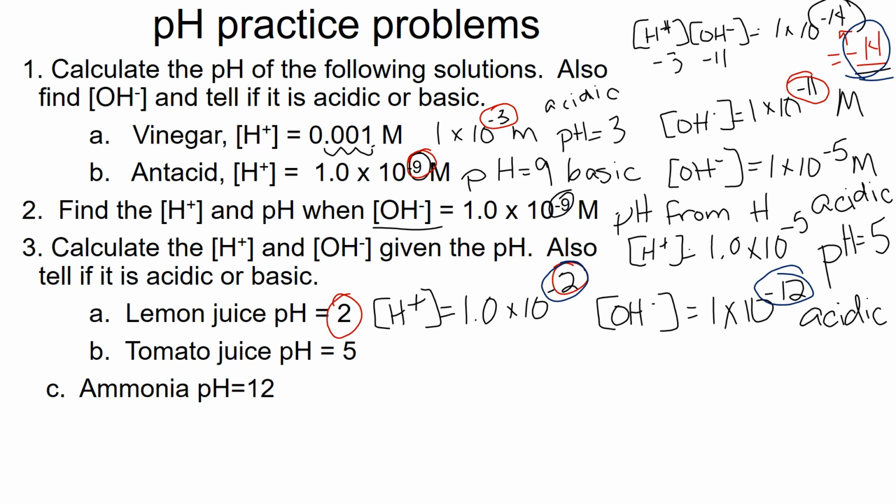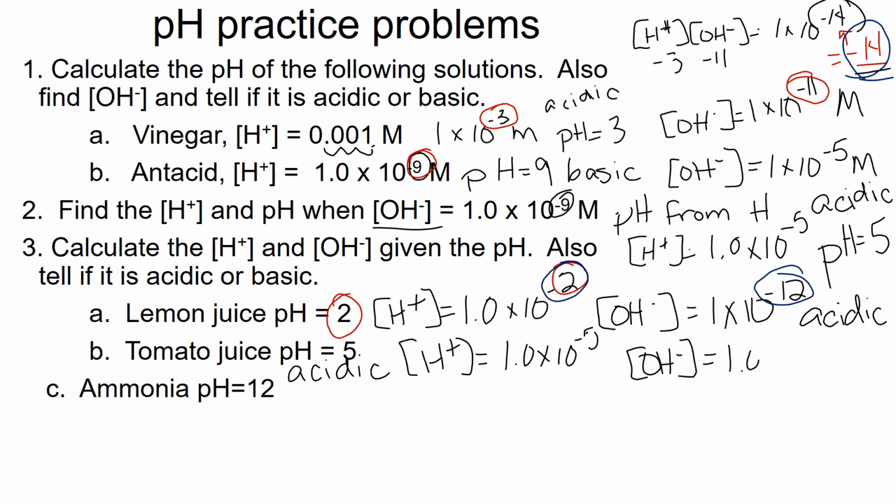What if we had a pH of 5? We also know right off that's acidic, less than 7. And if the pH is 5, then we know the H is 1.0 times 10 to the minus 5. And then the OH, the 5 plus something is minus 14, so that's got to be 1.0 times 10 to the minus 9, because minus 9 plus minus 5 gives us minus 14.